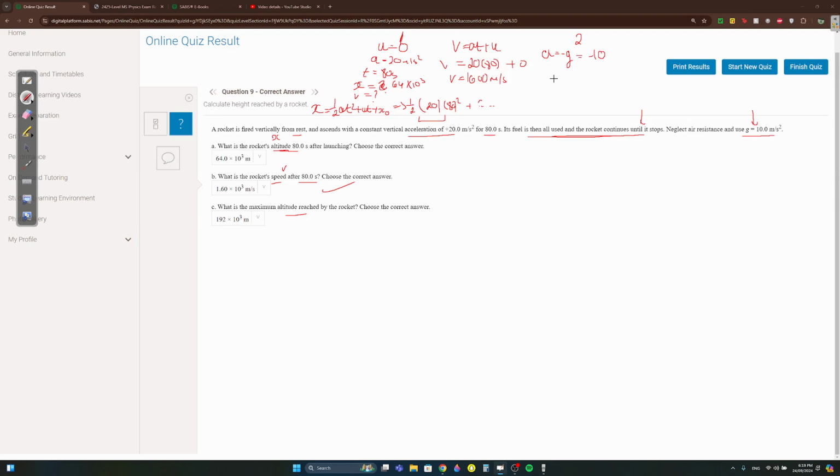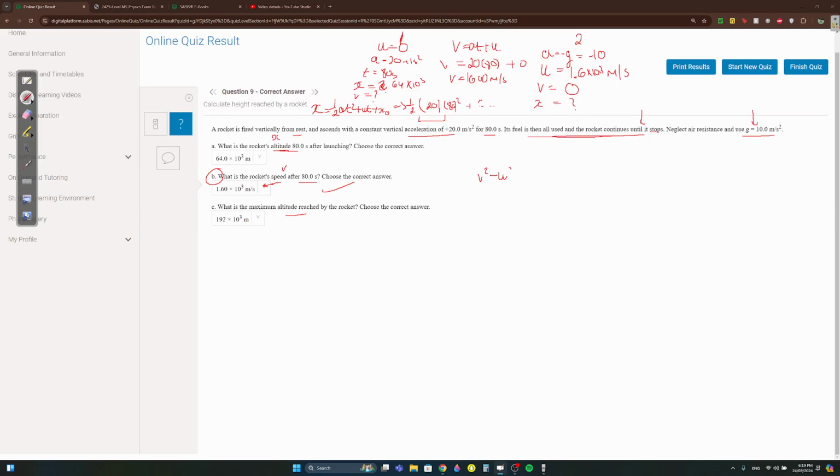The initial velocity before it started slowing down is how much? We found it in part B. It sped up until it started slowing down, so 1.6 times 10 to the power of 3 meters per second. What else do we know? It stopped, so its final velocity is 0. What are we trying to find now? The x. How do you find x without time?